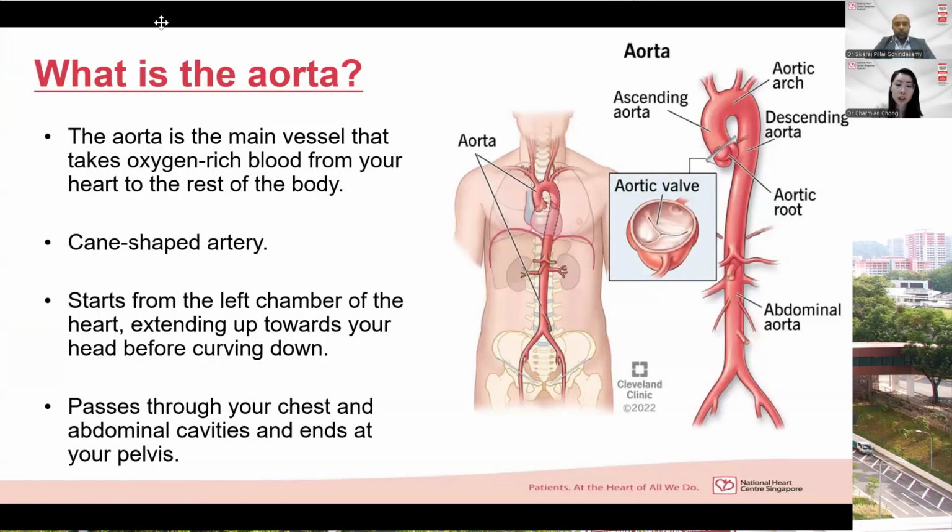So first of all, I think just to give a background to everybody about what the aorta.